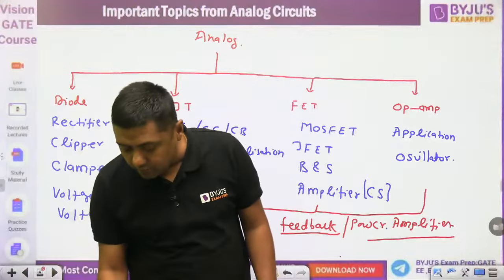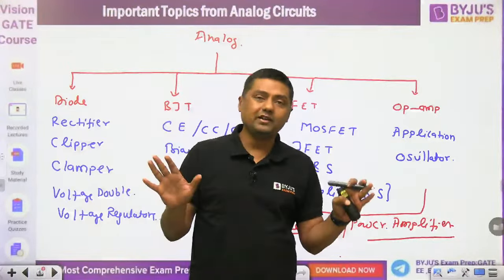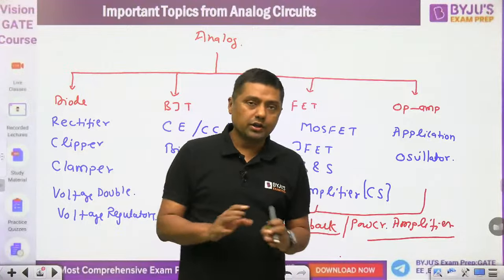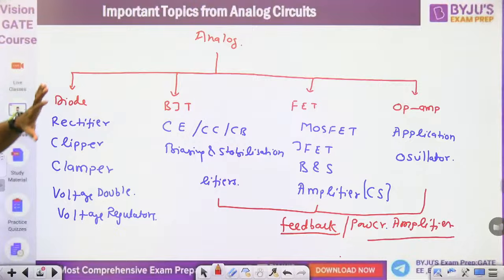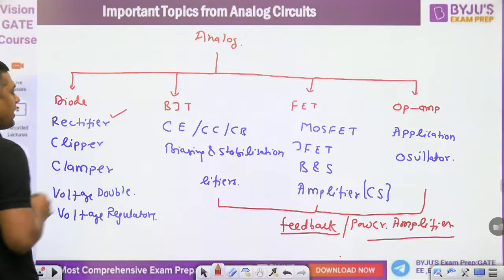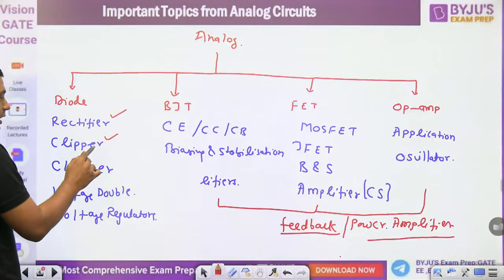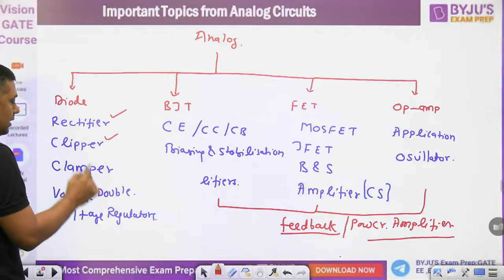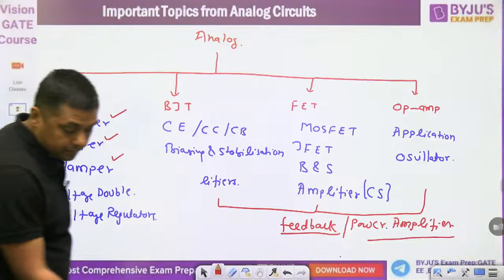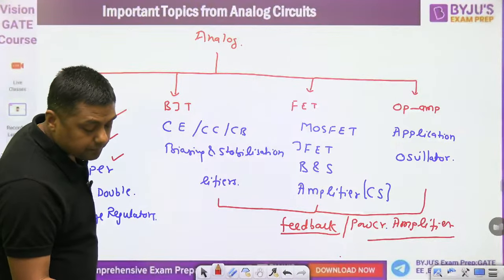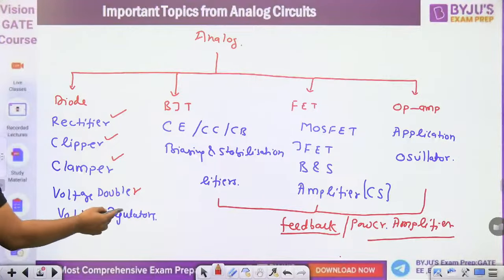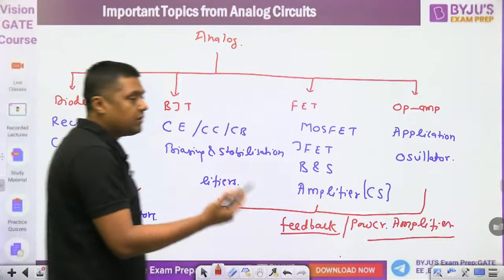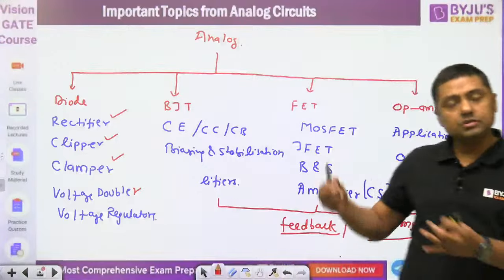So how many students have command over this? Tell me. Up to this point, do you have command? Okay then, if you have the command, then very good. Diodes, BJT, FET. Now write all these topics and one by one check whether you have an idea about all the rectifiers. Clipper, single level clipper, two level clipper, clamper, positive clamper, negative clamper, right? Now voltage doubler, two types of voltage doubler, voltage regulator using Zener diode, using BJT, using operational amplifier. So in this way you can check.